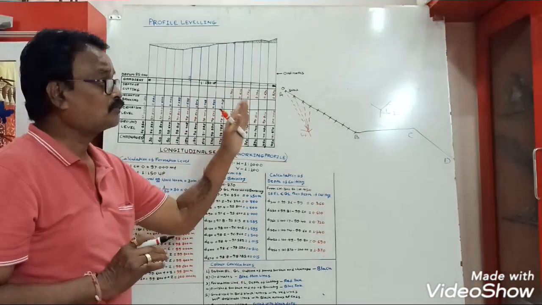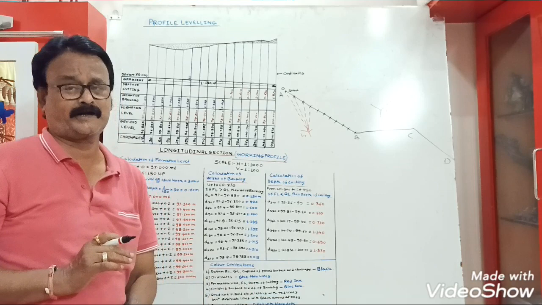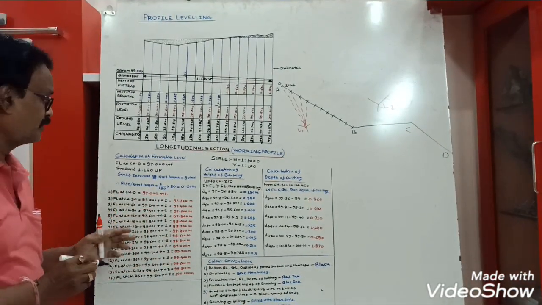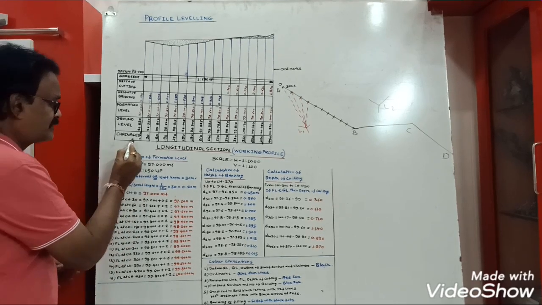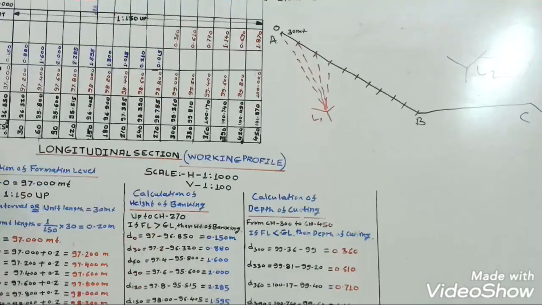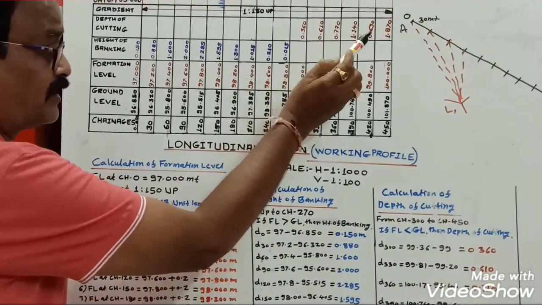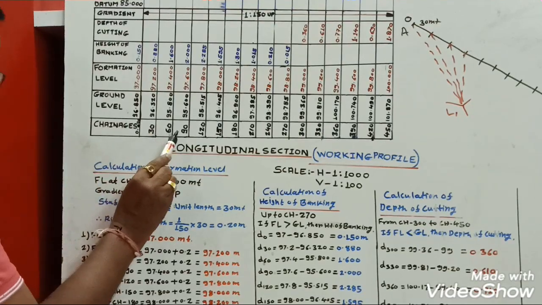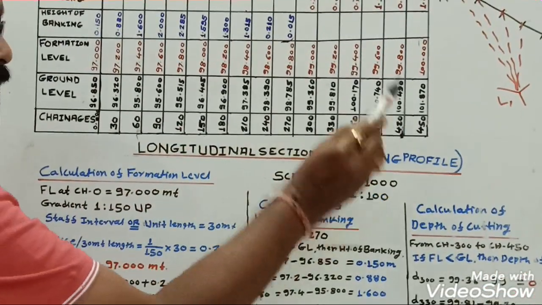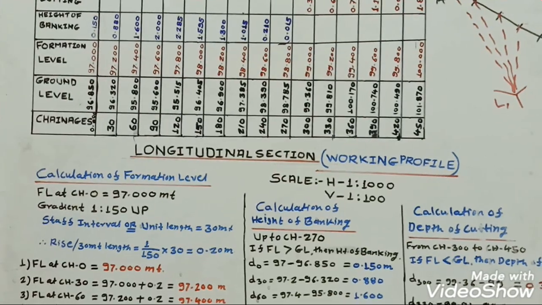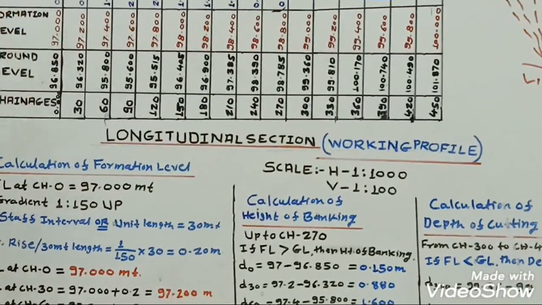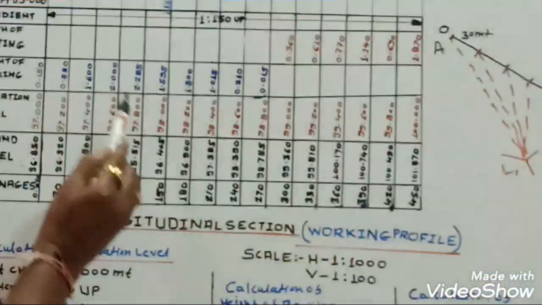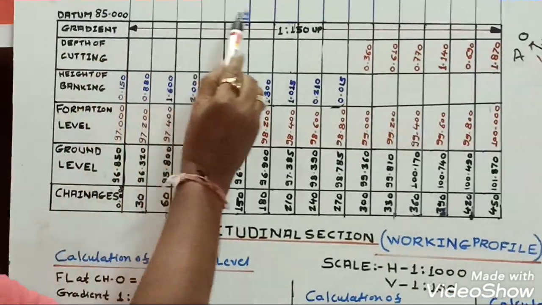Now, how to plot this profile is very important. To plot the profile, we consider one line, called the abscissa, over which the chainages are marked, which are the regular staff intervals. In this case, it is 30 meter, 60 meter, 90 meter, like this up to 450 meter. Now, against this, the ground levels are written in black over these ordinates, and one datum is chosen.